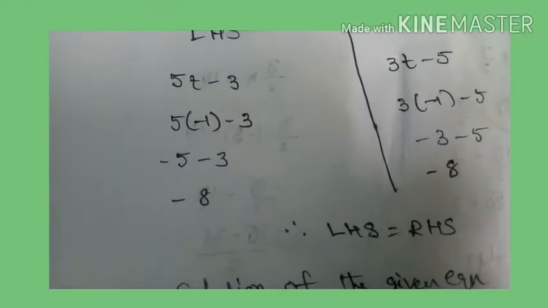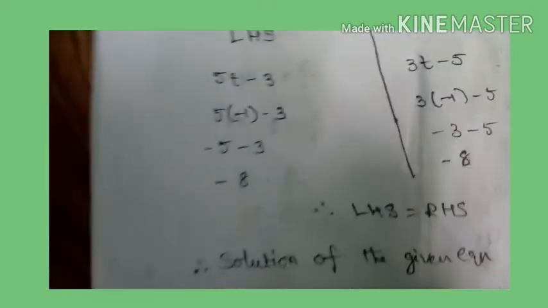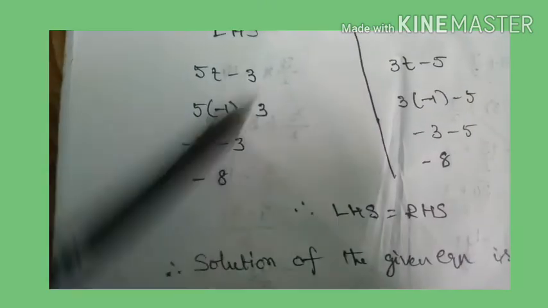Now substitute the t value where it is. So 5 into t means minus 1, minus 3. So plus into minus is minus, 5 ones are 5, minus 3. Minus 5 minus 3, that is equal to minus 8. LHS we got minus 8.